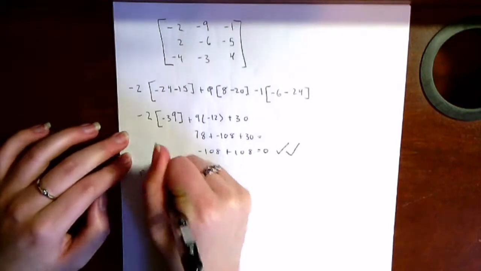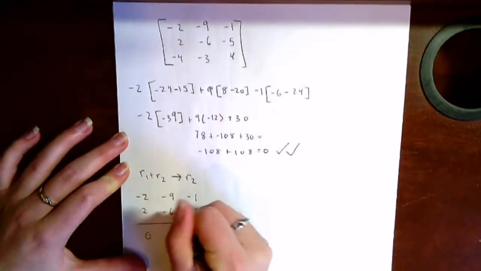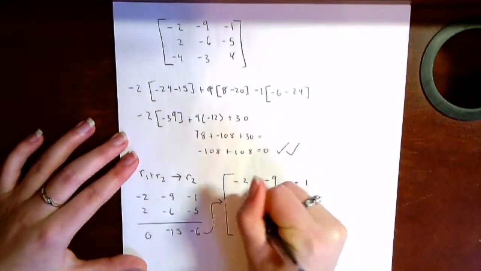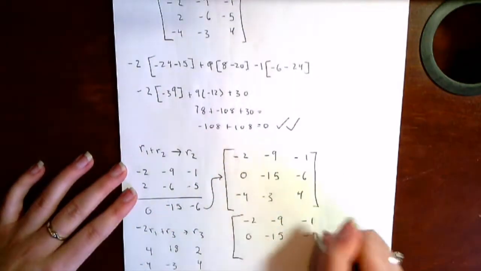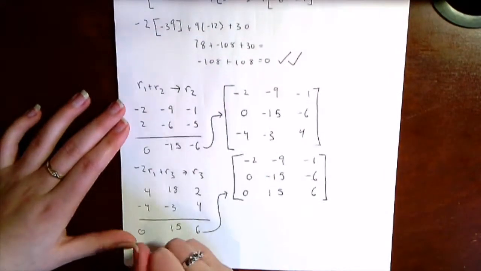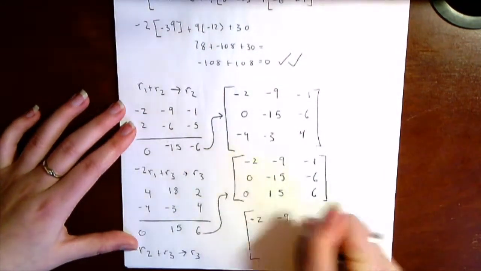I start by making my matrix upper triangular. I do this by first adding row 1 to row 2 and sending that to row 2. Next, I take negative 2 times row 1 plus row 3 sent to row 3. Then I add row 2 to row 3 and send that to row 3.